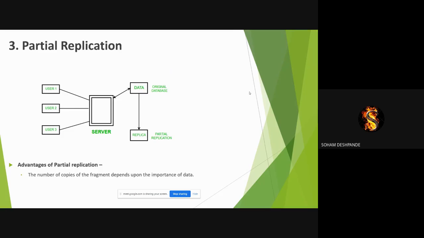And the third is partial replication. In this type of replication, some fragments of the database may be replicated, whereas others may not. The number of copies of a fragment may range from 1 to the total number of sites in the distributed system. The description of replication of fragments is sometimes called the replication schema. Its advantage is that the number of copies of fragments depends upon the importance of data.